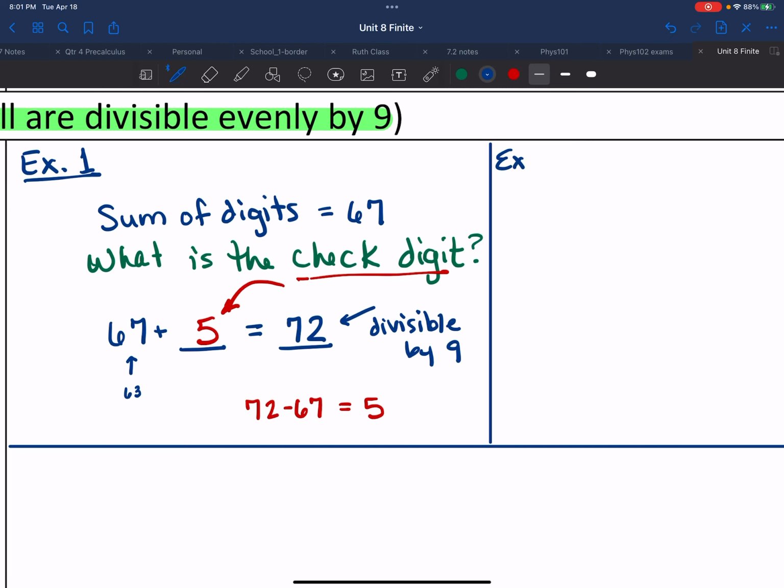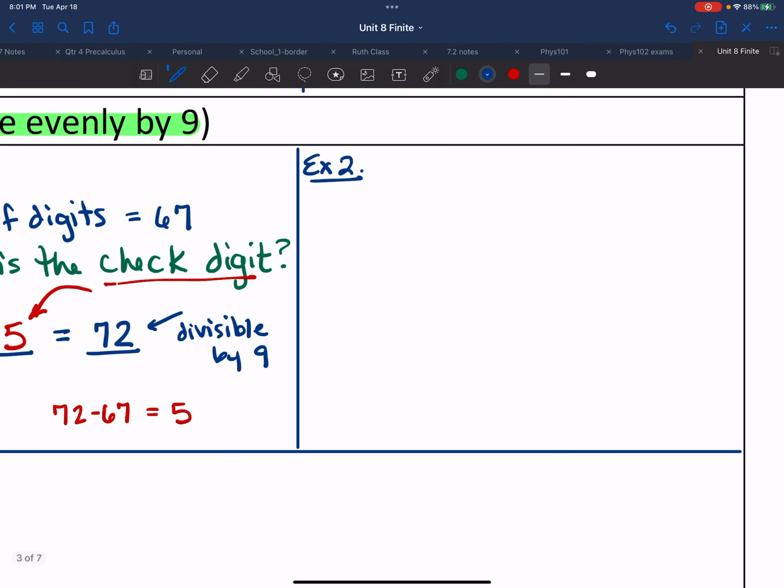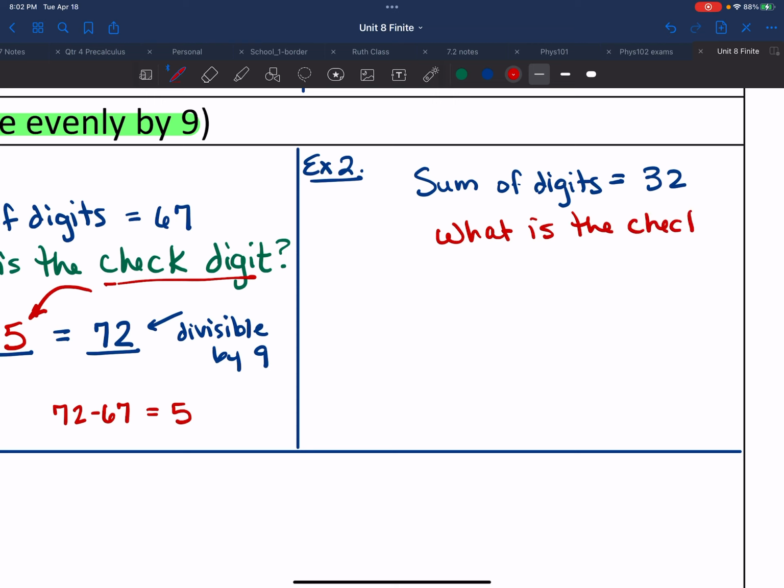All right, let's go ahead and do another one now that you've seen an example. I want to encourage you to go ahead and pause the video and see if you can work on this yourself, and then come back and check your answer. Let me get the question written down first. So the sum of your digits is going to equal 32. And the question is, what is the check digit? Okay, so go ahead and pause the video, see if you can figure this out.